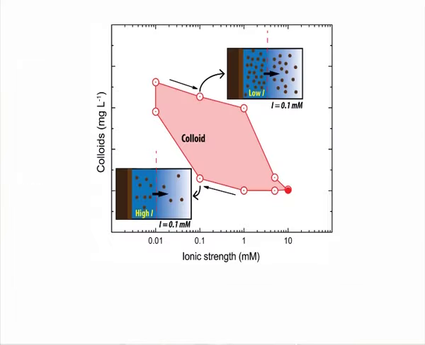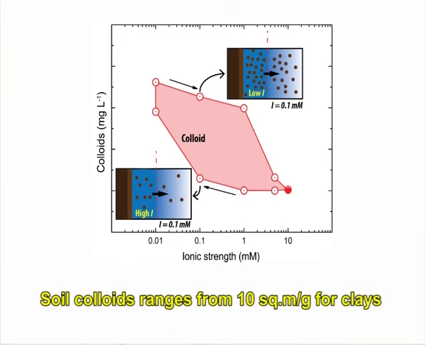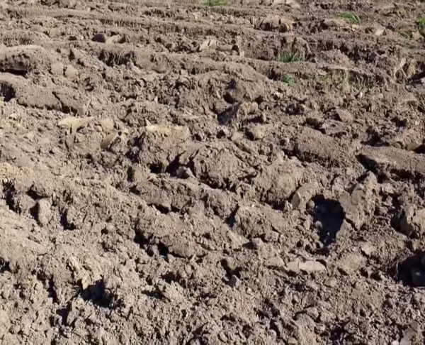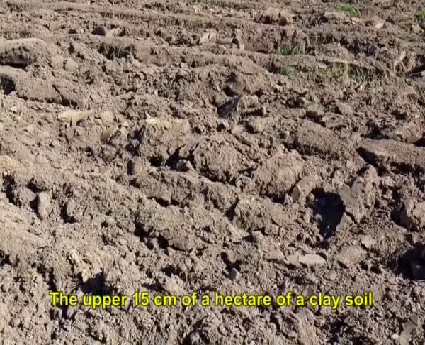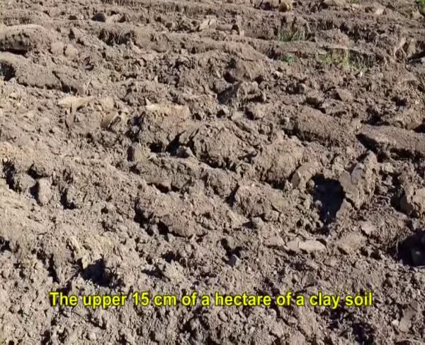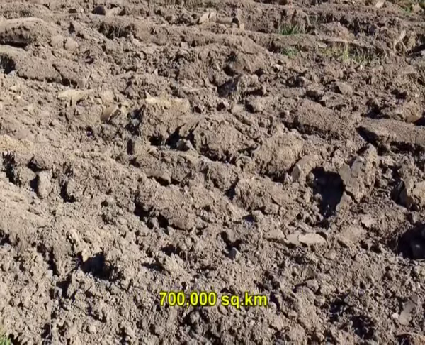The total surface area of soil colloids ranges from 10 square meters per gram for clays with only external surfaces to more than 800 square meters per gram for clays with extensive internal surfaces. The colloid surface area in the upper 15 centimeters of a hectare of clay soil would be as high as 7 lakh square kilometers.